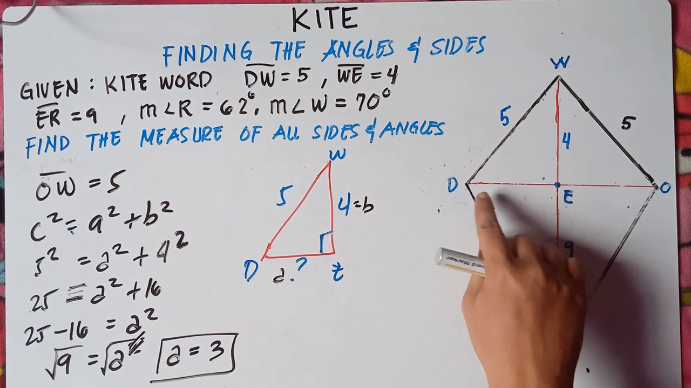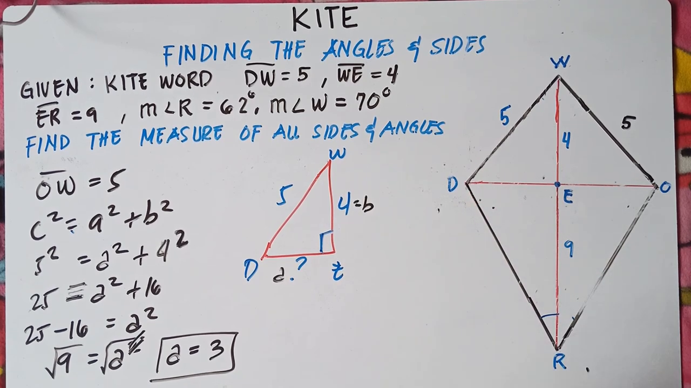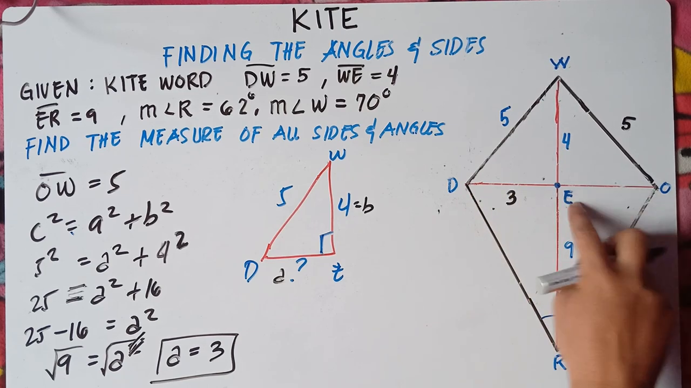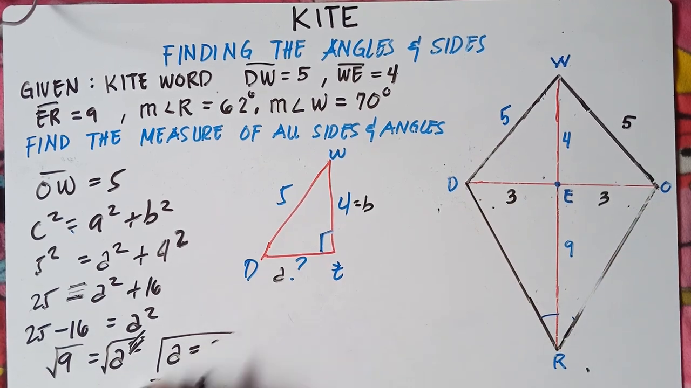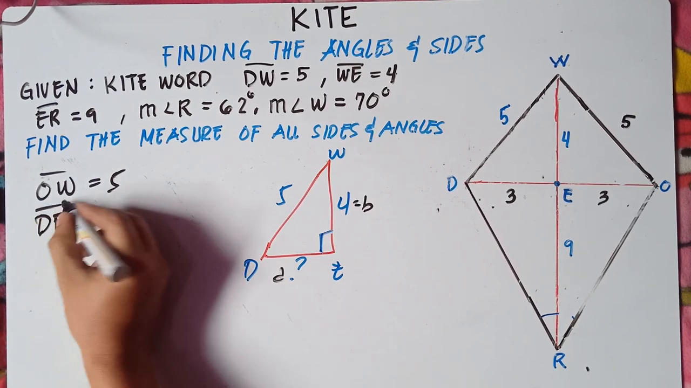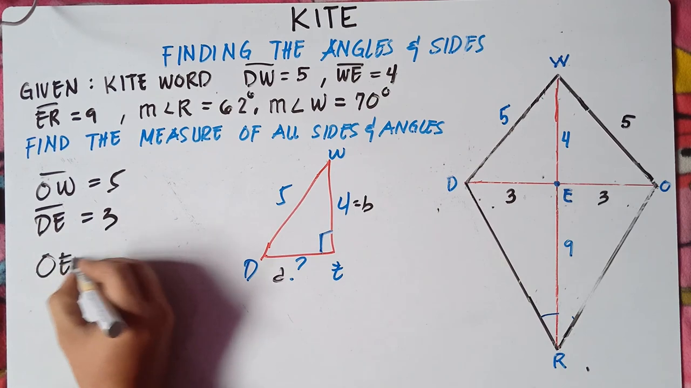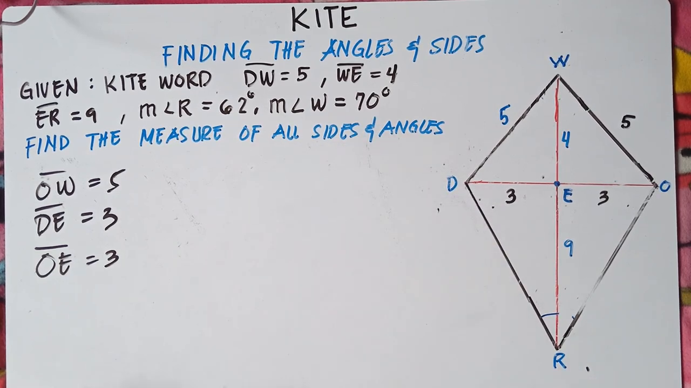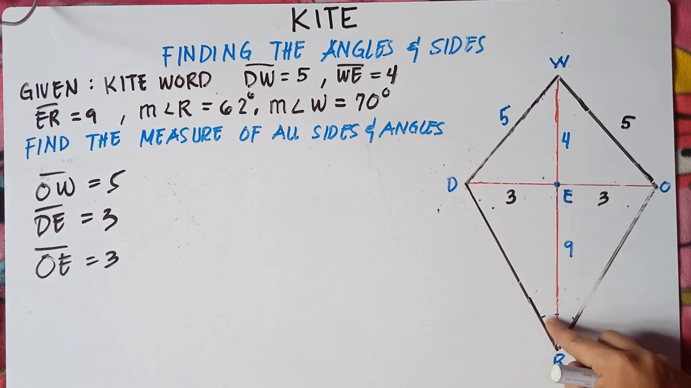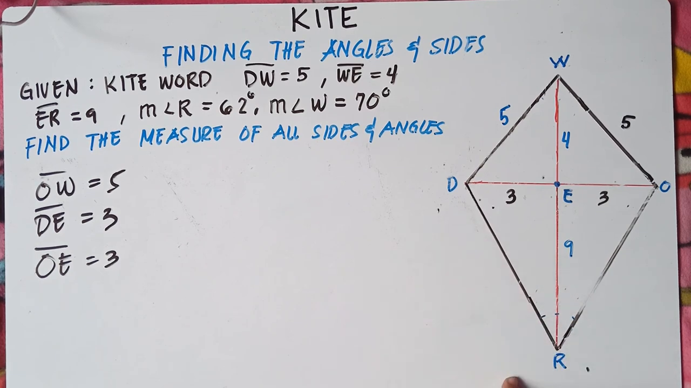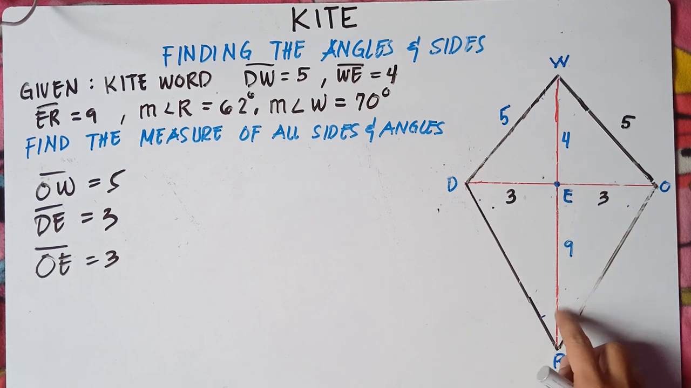So therefore, this side here, DE, is equal to 3. Therefore, OE is also equal to 3. Let me write this here. DE is equal to 3, and OE is equal to 3. So we now have the sides DE and OE. For the last side, we have angle E, side ER is 9. So we're lacking DR. What would be the measure of DR? It is equivalent to OR.